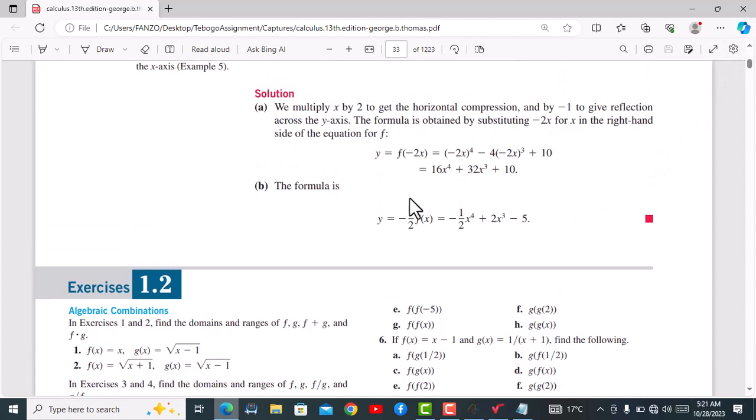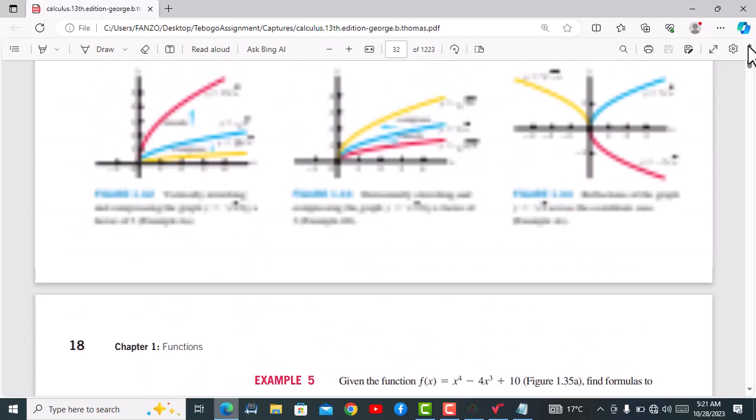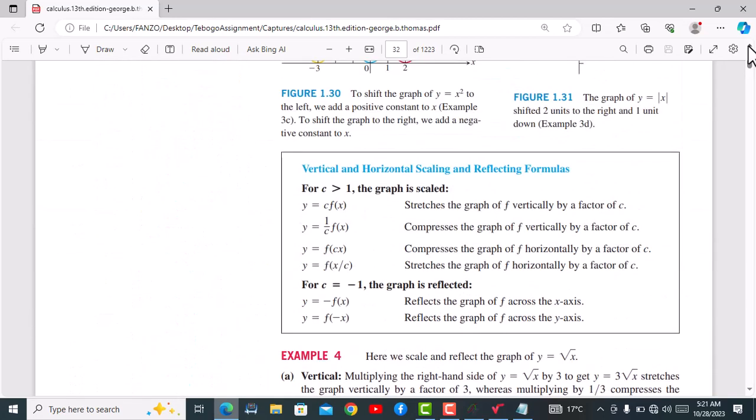Now, when we compress vertically and we reflect along the x-axis, only the value of y changes the sign. We know that's the reflection along the x-axis. Only the value of y changes the sign. And I think we need to go back. Now this is the reflection across the y-axis, and this is the reflection across the x-axis.